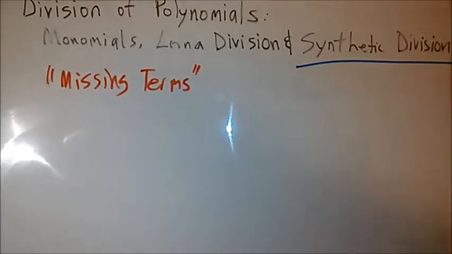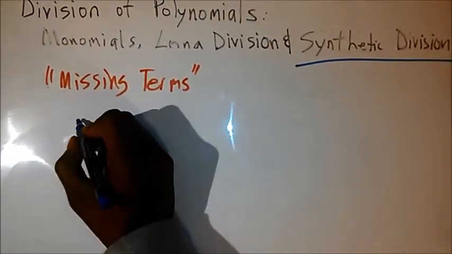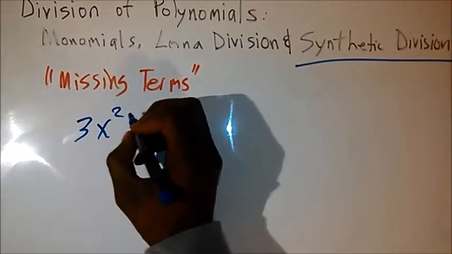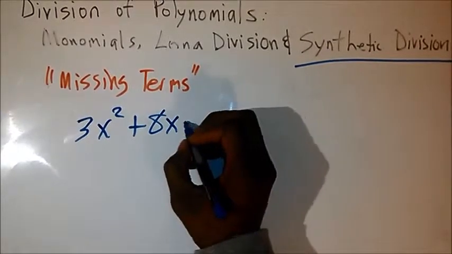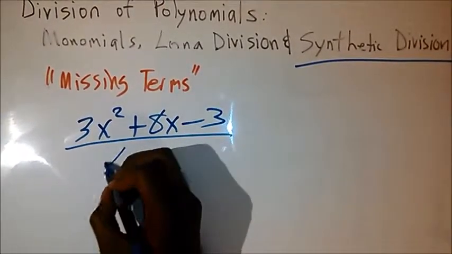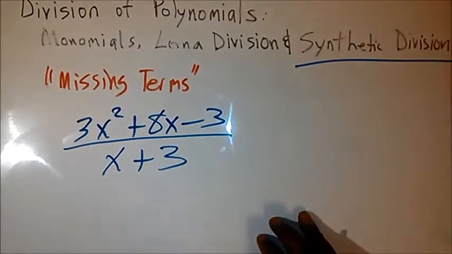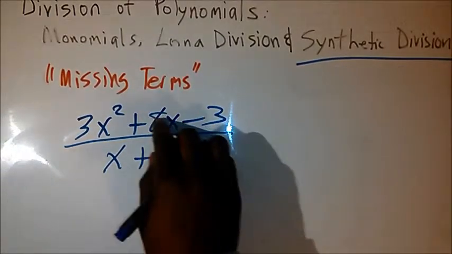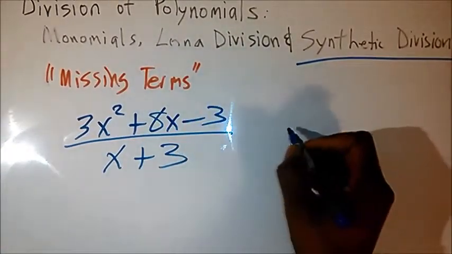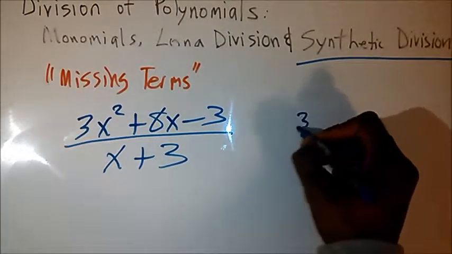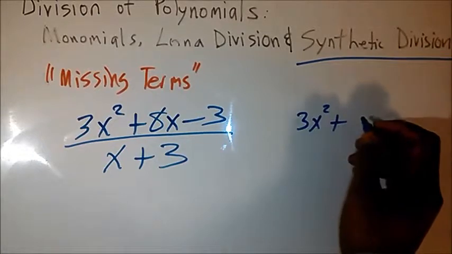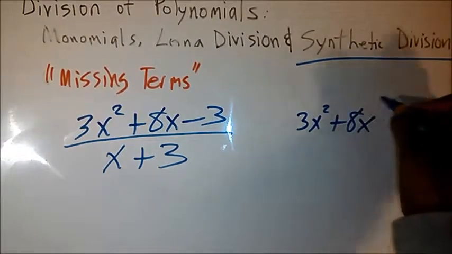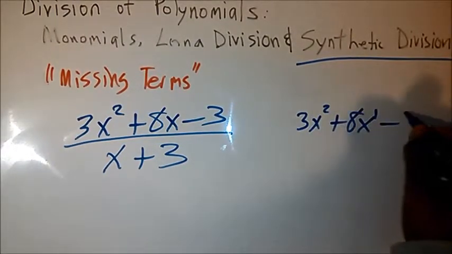Okay, let's say we have this polynomial division here: 3x squared plus 8x minus 3 divided by x plus 3. So what we're going to do here is take the dividend and put it up here. You have to make sure that there are no missing terms, and in this case there are not any missing terms, and it has to be in order of descending powers. So 2, 1, 0.